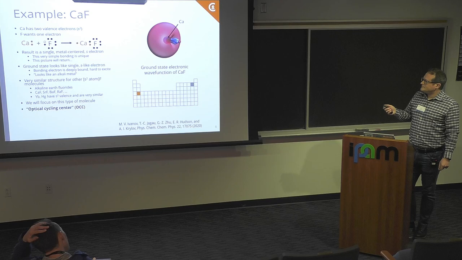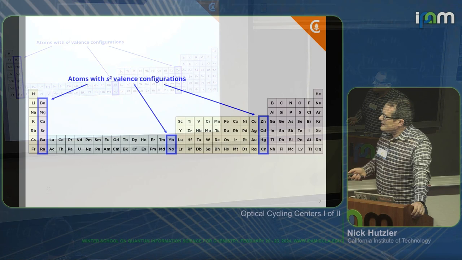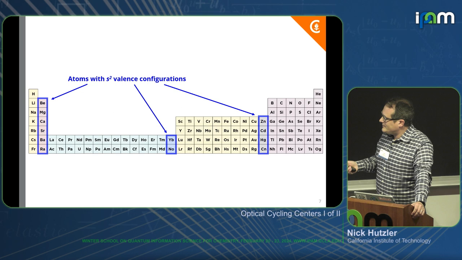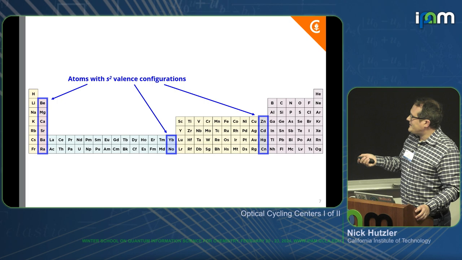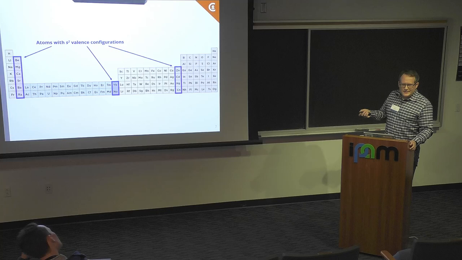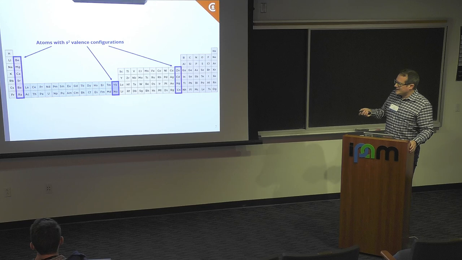All right. So these are the atoms in the periodic table that have an S squared valence configuration. So there's the alkaline earths, ytterbium, nobelium, which is not really practical, and then zinc, cadmium, and mercury. So basically, things at the end of some block in the periodic table have this structure, and these metals tend to make these types of molecules as cycling centers, although some of these have more caveats than others.